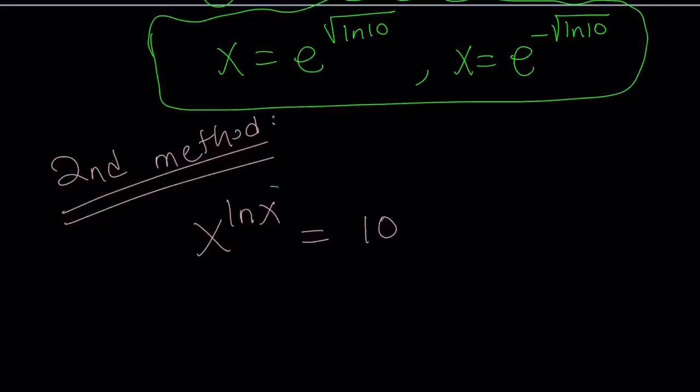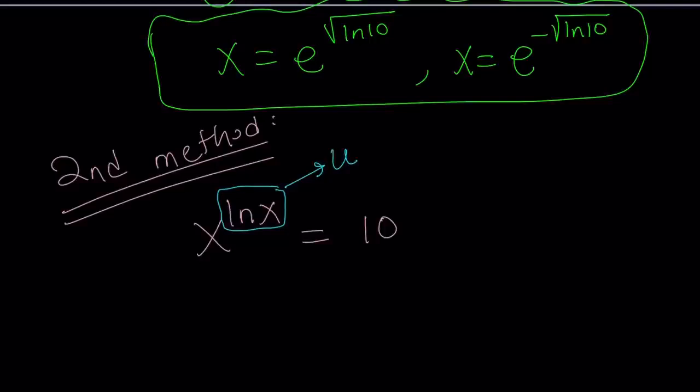So I want to use substitution. How about replacing ln x with another variable? Obviously, replacing x with another variable wouldn't make sense. It would be the same thing. So let's call this u. How about that? So this is about u. We have x to the power u equals 10. That doesn't help. Let's go ahead and find x in terms of u.